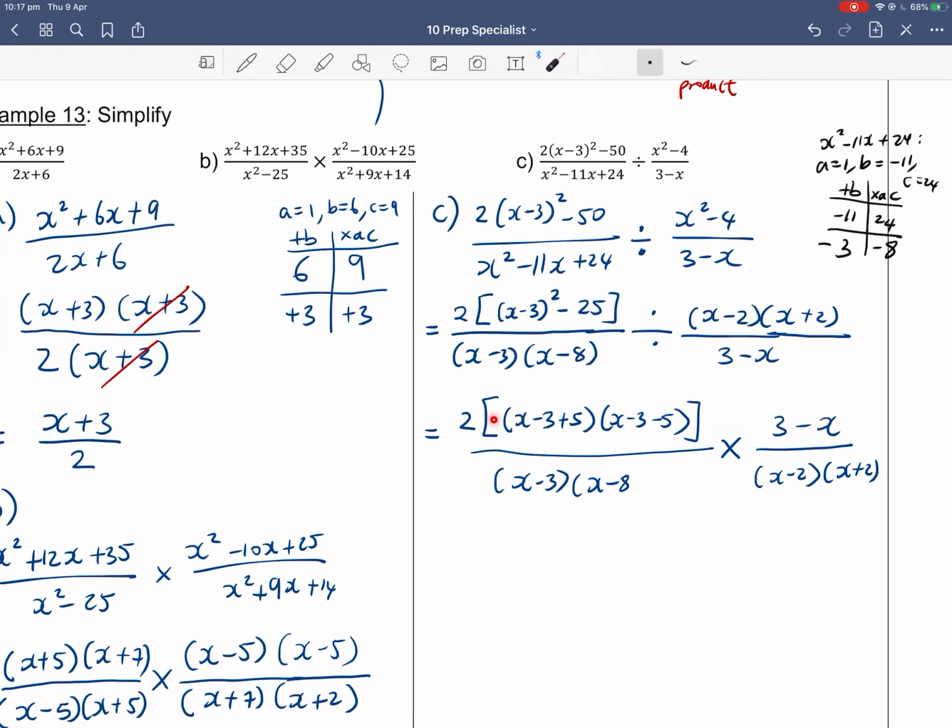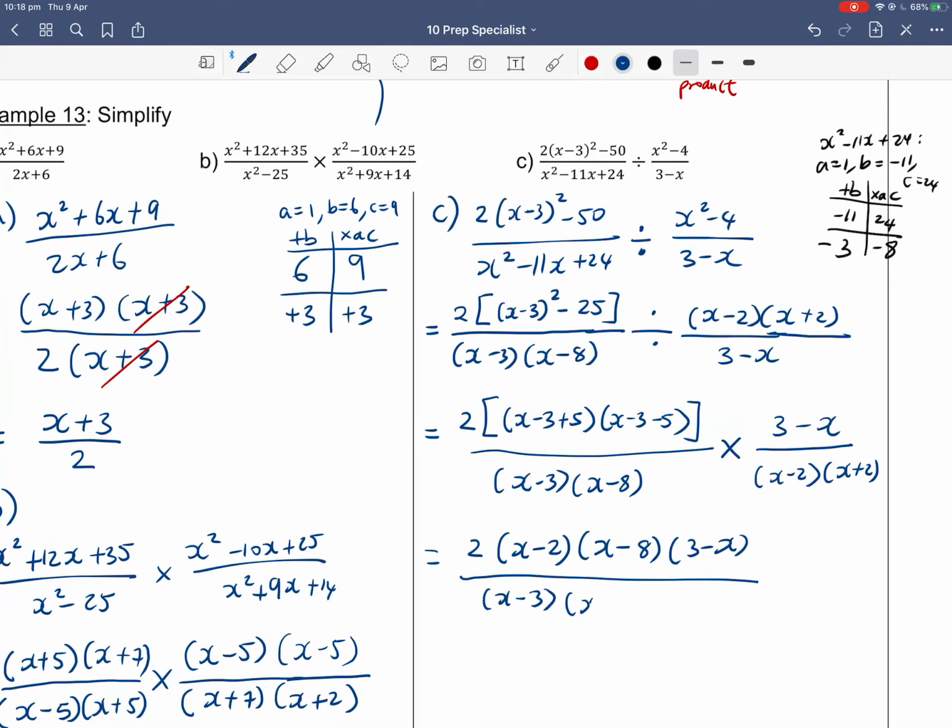Right, so now let's simplify this top numerator of the first fraction. So it's 2 lots of x. Now minus 3 plus 5 is a minus 2. Minus 3 minus 5 is a minus 8. I'm multiplying, so I can multiply across. Make sure you put brackets around the 3 minus x because you're multiplying by the whole thing. All over x minus 3, x minus 8, x minus 2, x plus 2.